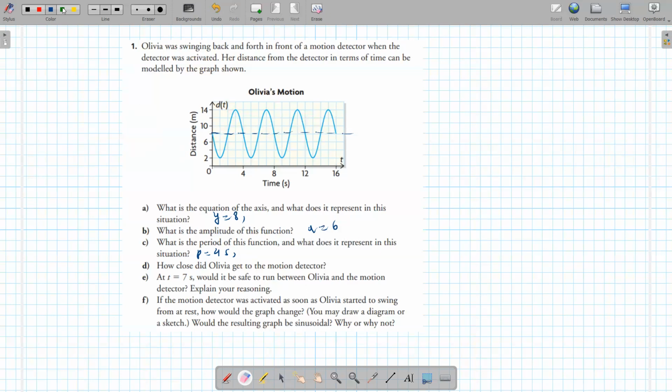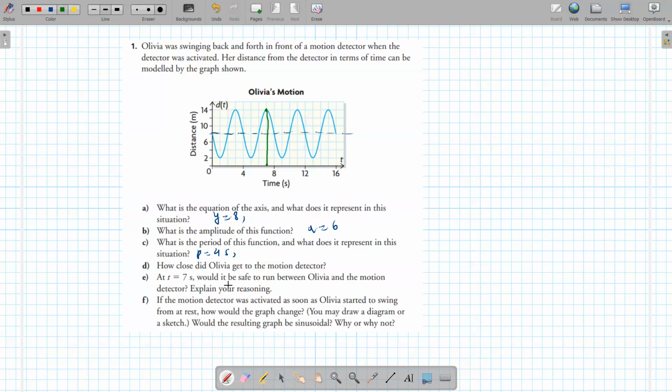Okay, I don't know what that means, but let's figure it out. So t equals 7 seconds. So we're here, yeah? So what's the y value there? 14. So can we run between her and the motion detector? Or are we gonna collide with her? Which one is more likely? Well, she's all the way in the back, so you probably can. Yeah, you probably can, right? Go for it. Make a run for it. So that'll be the answer to E.